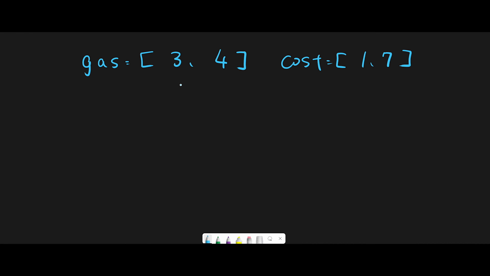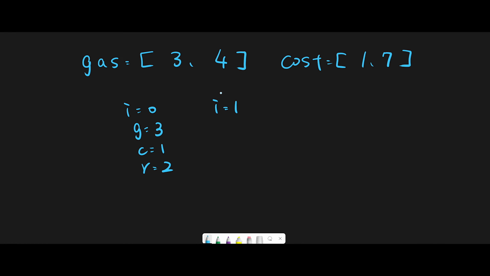Okay, next, let's see the -1 case. So that means the false case. So gas is 3, 4, and the cost is 1, 7. So let's start from index 0. So at index 0, we get 3 gas, and we use 1 gas. So remaining gas should be 2, right? So we can move to index 1. So at index 1, we will get 4 gas.